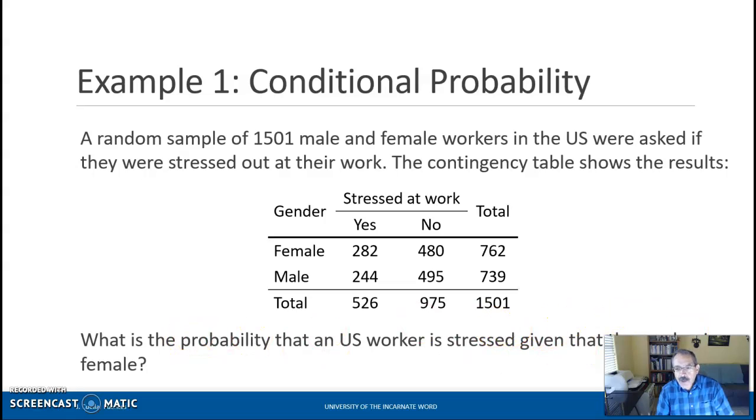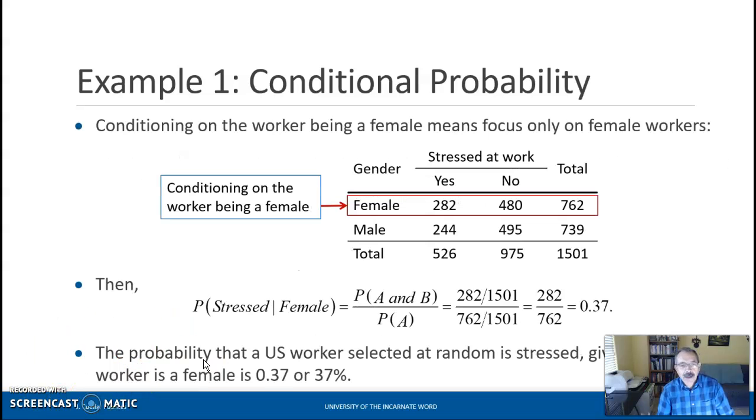So given that a worker is a female, that means we're conditioning on the worker being a female. That means we focus only on female workers. So we ignore everything else because we are only interested in the female workers. We're saying, given that it's a female, what is the probability that a worker will be stressed?